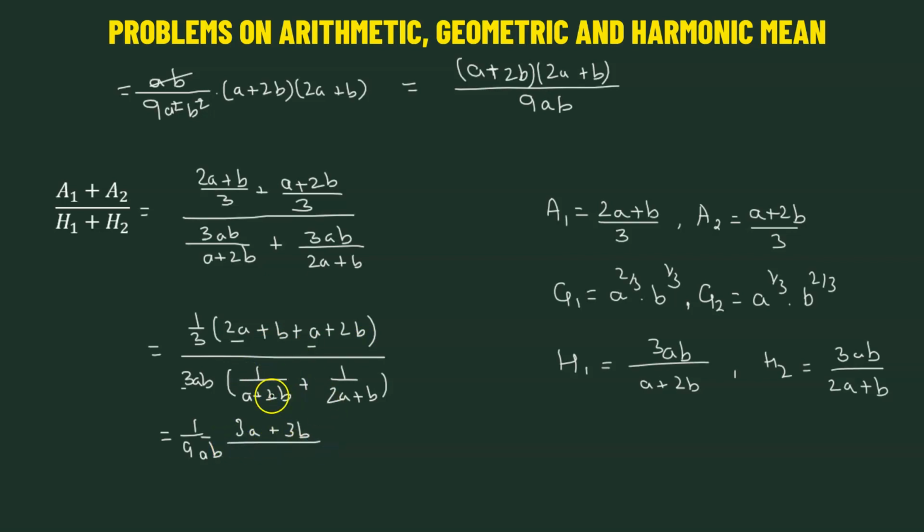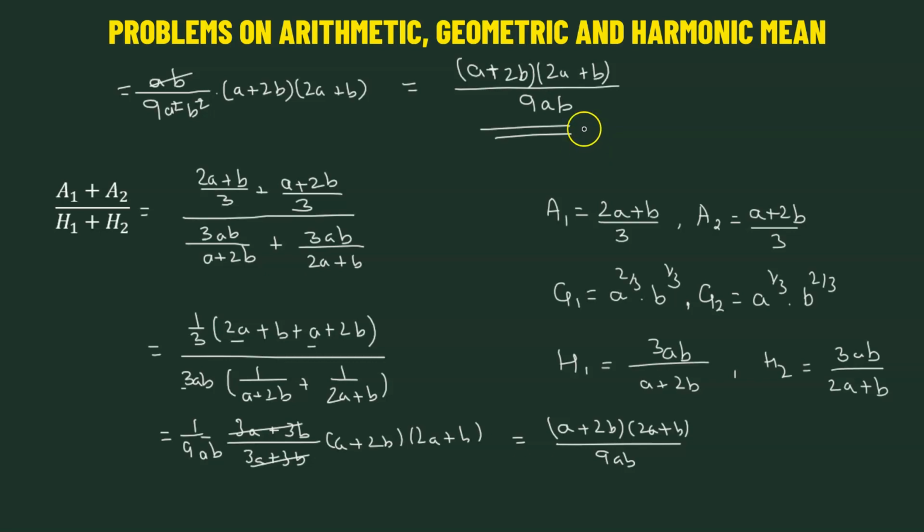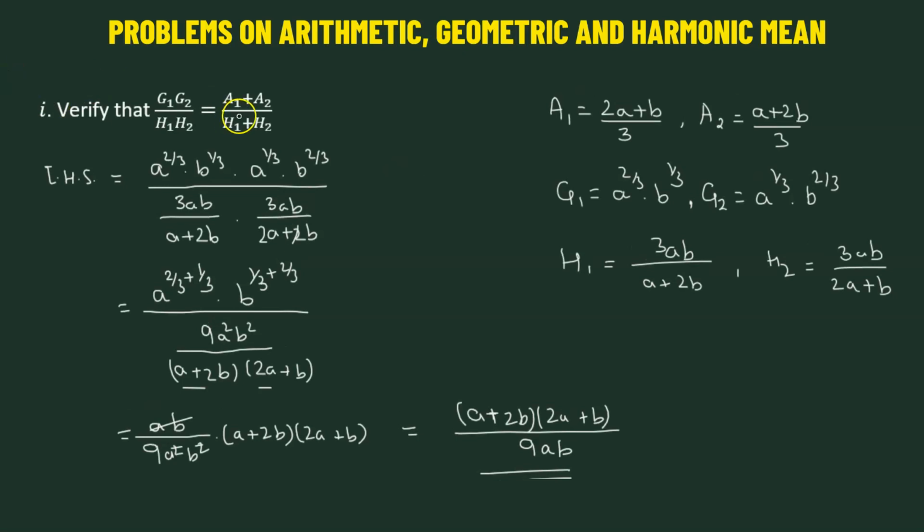Divided by, now when we combine 1 over a plus 2b with 1 over 2a plus b, we're going to get 3a plus 3b divided by the product of a plus 2b times 2a plus b. So luckily, we can factor out 3a plus 3b from the numerator and the denominator. And finally, we are left with a plus 2b times 2a plus b divided by 9ab. And we see that we get exactly the same expression. So that means the left-hand side is equal to the right-hand side. So this is verified. Let's go to the second statement.